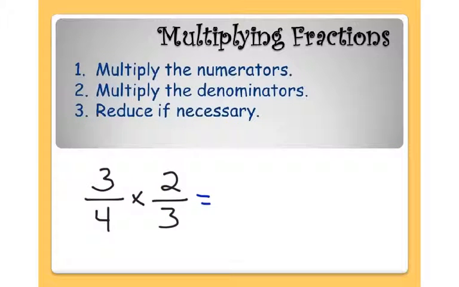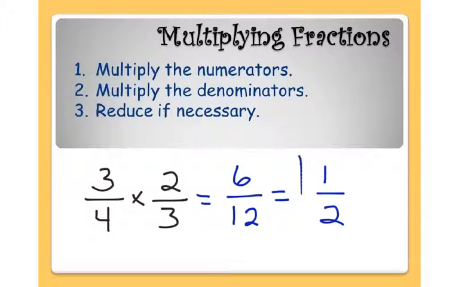Now if I solved my original problem following the steps above, I would have 3 times 2, which is 6, and then 4 times 3 is 12. I recognize that 6/12 can be reduced to 1/2. I still get the same answer, but in this case I did my reducing of the fractions at the end, whereas if I did cross-canceling or diagonal reducing, I would do that reducing ahead of time.